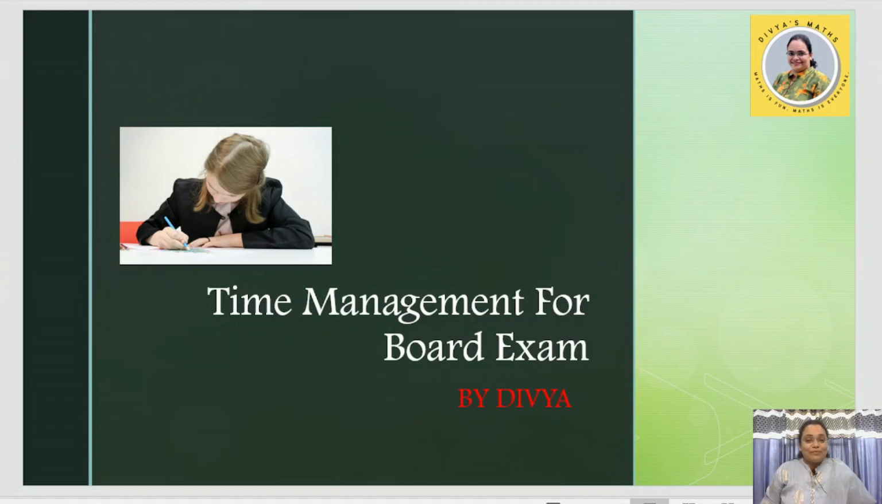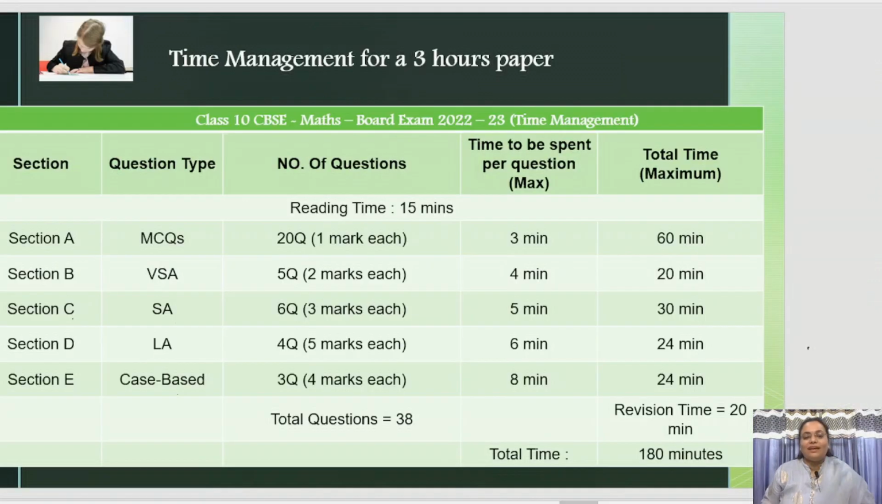As this is exam time, many of you might be facing problems with time management in the board exams. So today we will be discussing how to utilize the 3 hours properly to write the paper in the board exams. So let's get started. Let us see how we manage time for class 10 CBSE students while writing the exam.